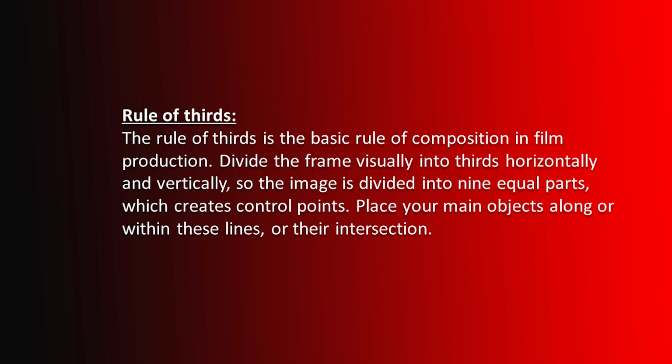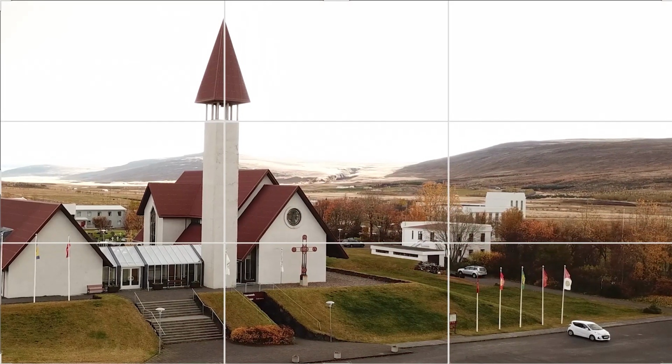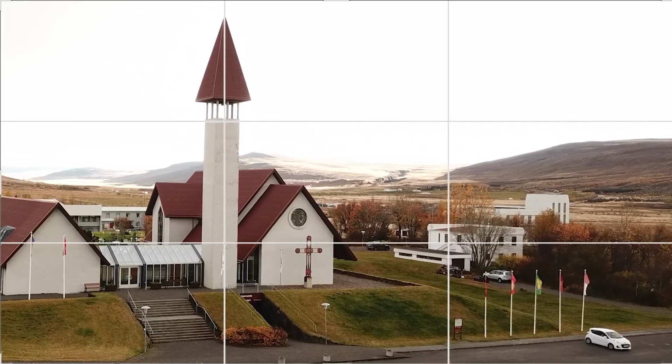The rule of thirds is the basic rule of composition in film production. Divide the frame equally into thirds horizontally and vertically, so the image is divided into 9 equal parts, and that creates control points. So basically, it creates where you should put points of interest in the image. Rule of thirds.